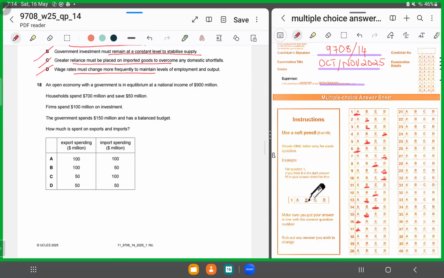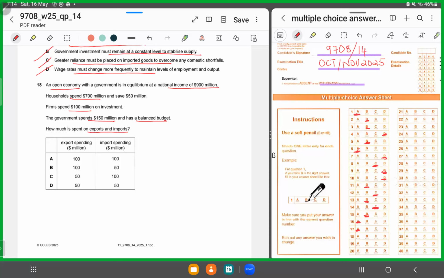Now for MCQ number 18, they're saying it's an open economy. An open economy is one that takes part in international trade. So now they are saying that an open economy has government in equilibrium at a national income of 900 million, households spend 700 million, firms spend 100 million, government spends 150 million and has got a balanced budget. Now balanced budget means what? That both sides of the equation are equal, right? So we've put in these statistics and we'll try to find out how much is spent on exports and imports.